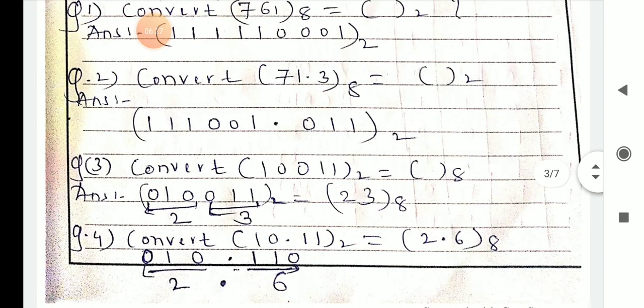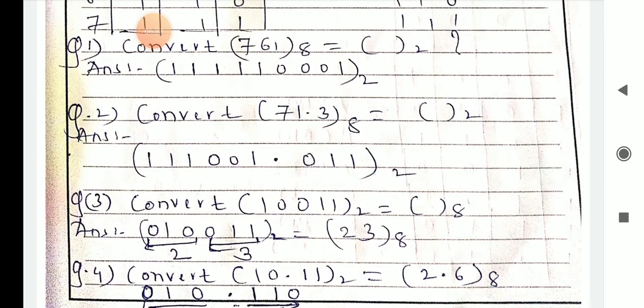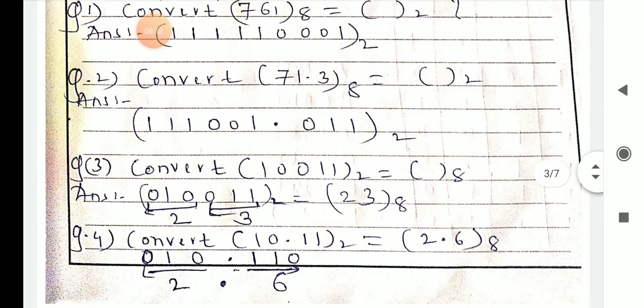So next, question number 3, we will convert binary into octal. In the first two problems you were converting octal into binary, with decimal and without decimal. In this question number 3 example, we will convert binary into octal. So what is the example? 10011. This is an example of binary into octal. If you want to solve this example, first you have to write the binary number as it is.